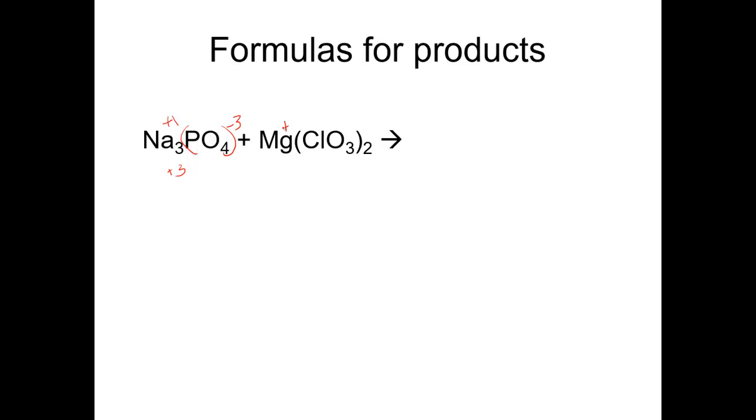Just like you know magnesium is a plus 2, and there's two chlorates, so each of these must have a minus 1. So if you're asked to write the products, the sodium is going to end up with the chlorate, and the sodium we know is a plus 1, and we've just determined that the chlorate is a minus 1, so that's balanced. And the magnesium is going to end up with a phosphate. Now the magnesium's a plus 2, the phosphate's a minus 3, so I'm going to have 3 of those. Just do the crisscross and end up with 2 of those.